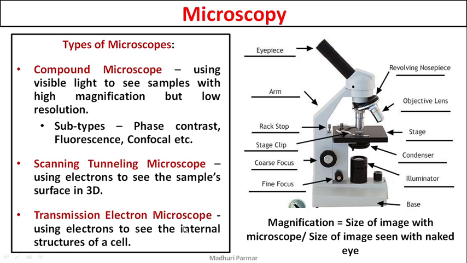Transmission electron microscope is used to see the internal structures of a cell. What is inside a cell, what all particles are present. The cell membrane is so thin, so TEM is also used to clearly see the cell membrane. So this is all about microscopy.